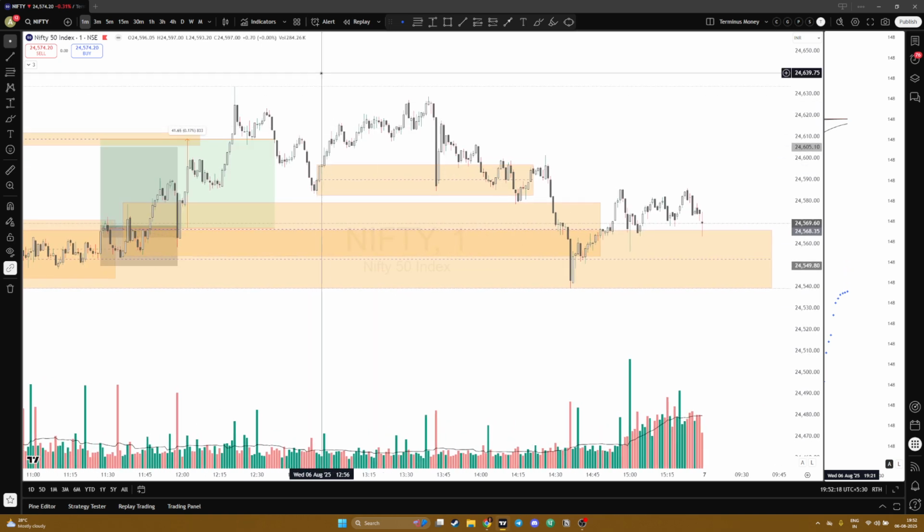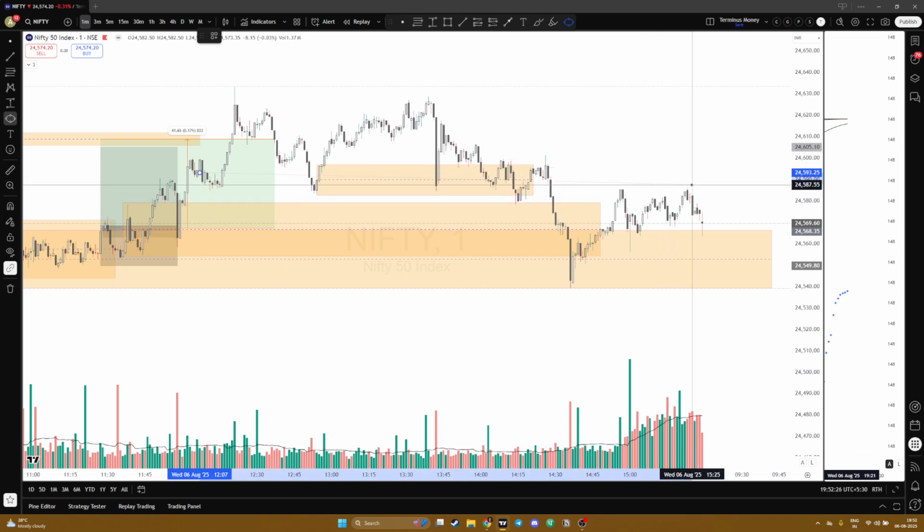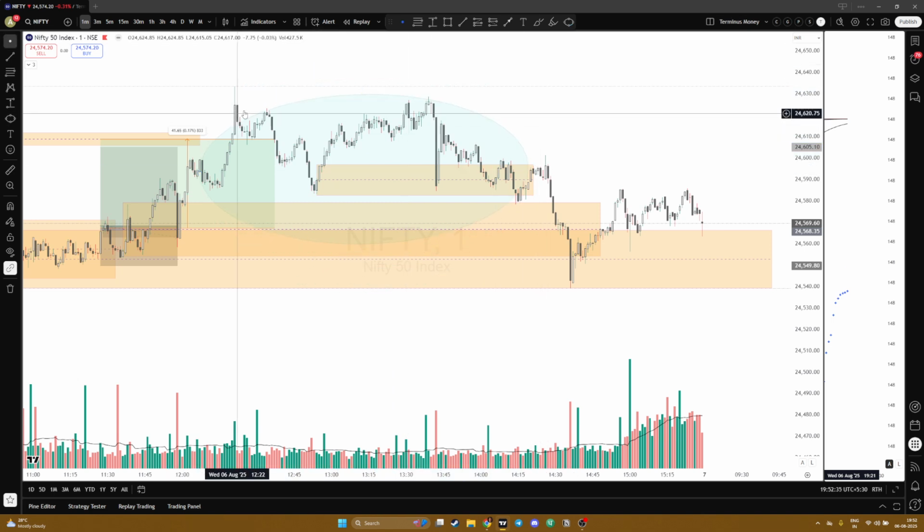Instead, around 12 p.m., in this whole zone, I did short selling. I sold the 24,600 call and put, which you can call a straddle. I sold the 24,600 straddle.